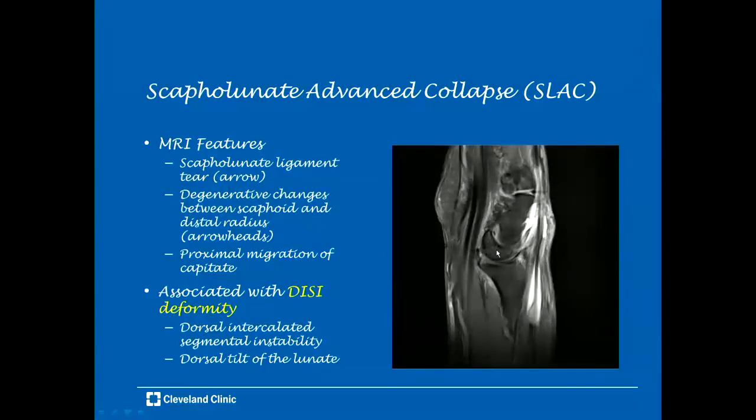This can also be associated with a DISI deformity, or dorsal intercalated segmental instability, where you have a dorsal tilt of the lunate. So normally the lunate should be aligned with the distal radius and the capitate, but as in this case, you can see that the lunate is actually tilted dorsally relative to its normal position.